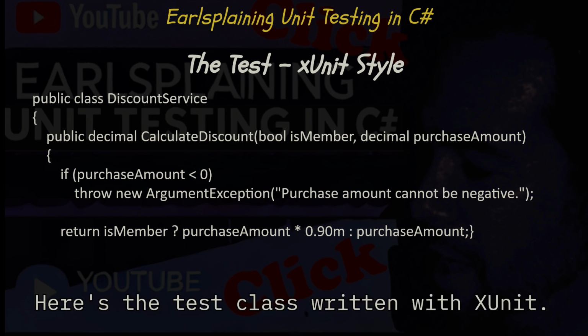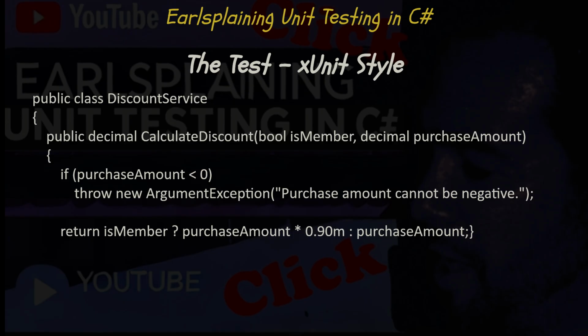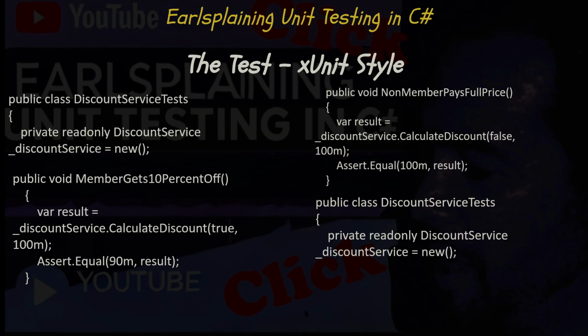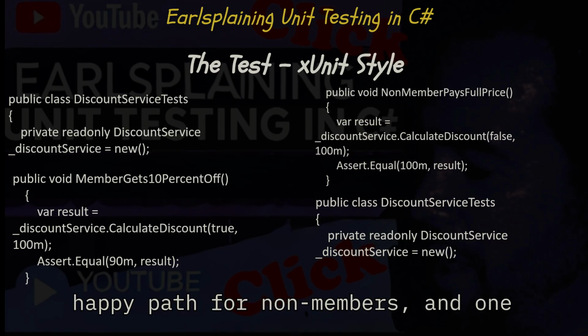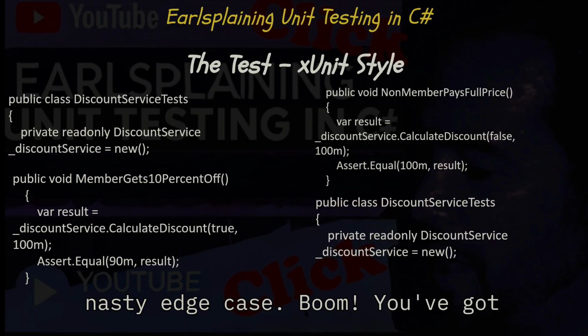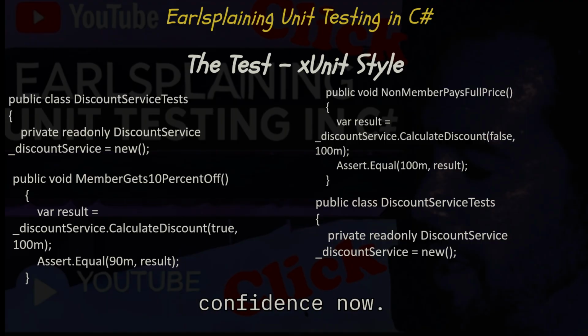Here's the test class written with xUnit. Three tests, that's it. We cover the happy path for members, the happy path for non-members, and one nasty edge case. Boom, you've got confidence now.